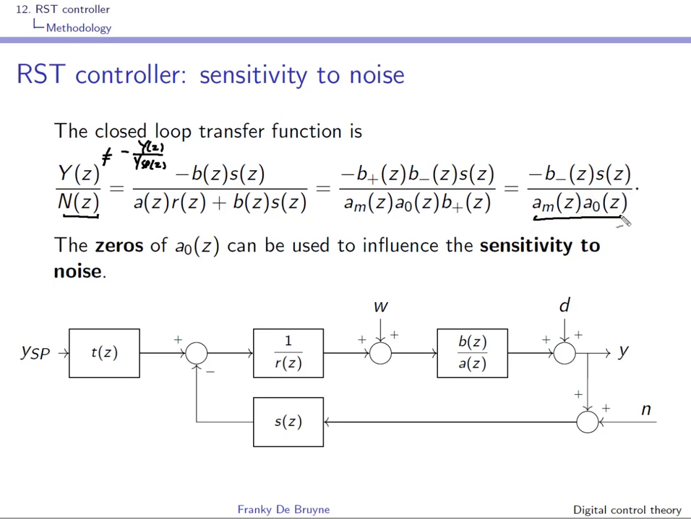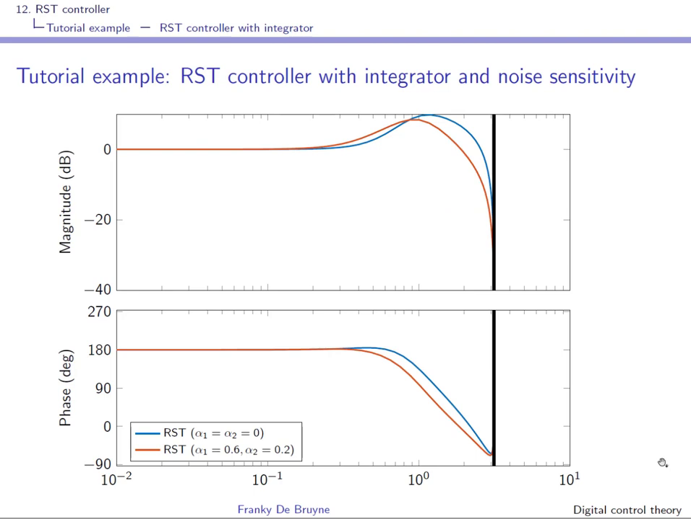What you see here is the example that we've treated in the course, the so-called tutorial example, and you see here the application to noise sensitivity. You can see here the Bode diagram of the transfer function from noise to controlled output, and as you can see or remember, well, this transfer function is indeed influenced by the observer polynomial A0.